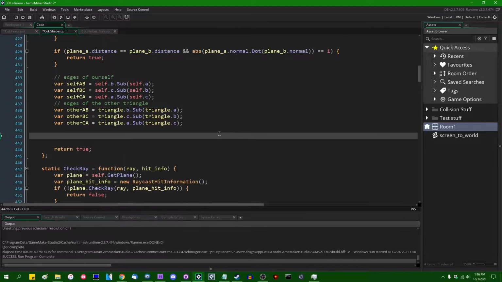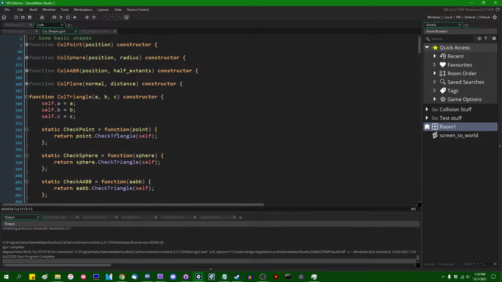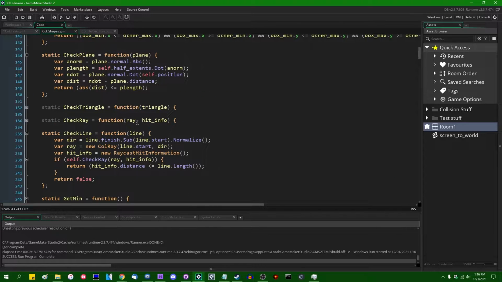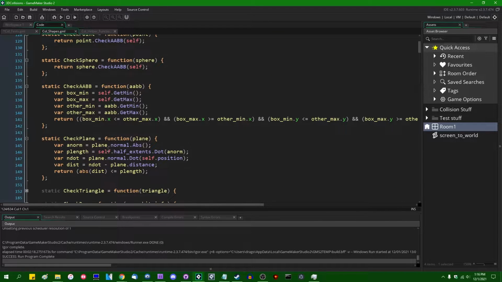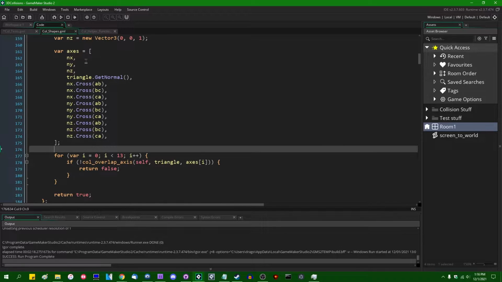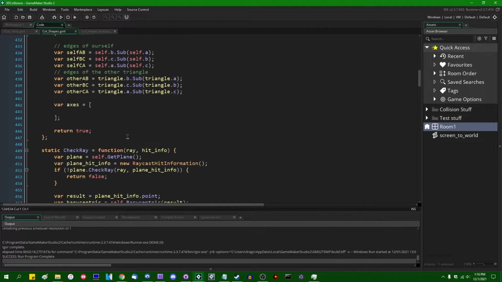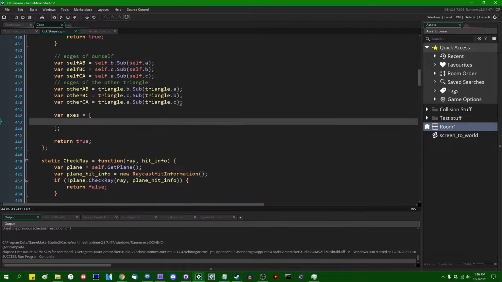Next, we're going to do a little separating axis test, and I'm going to say var axes is going to equal an array, and we are going to be dealing with, I believe, more axes than we were with some of the other ones. For example, ab triangle. Oh no, ab triangle also used a lot of axes. All right, that's fine. Anyway, we're going to be using 11 axes here.